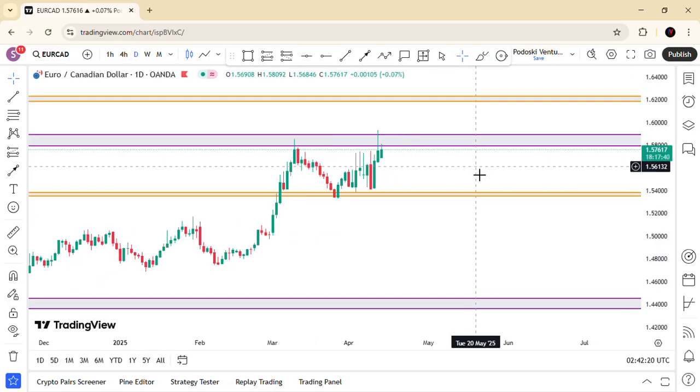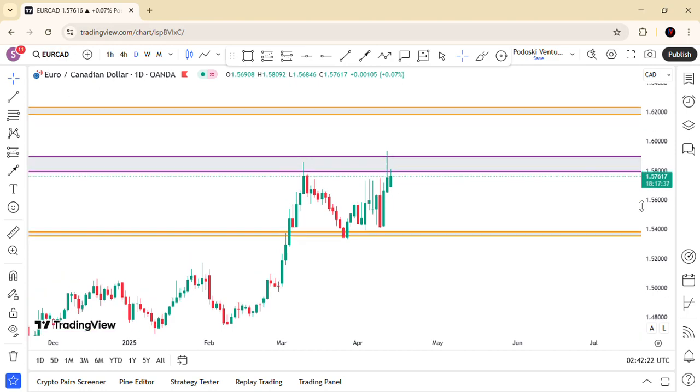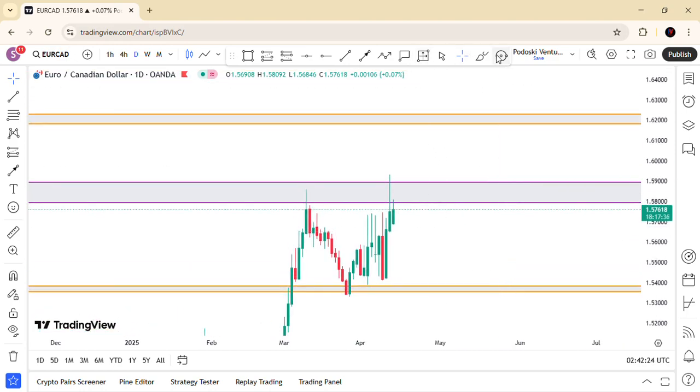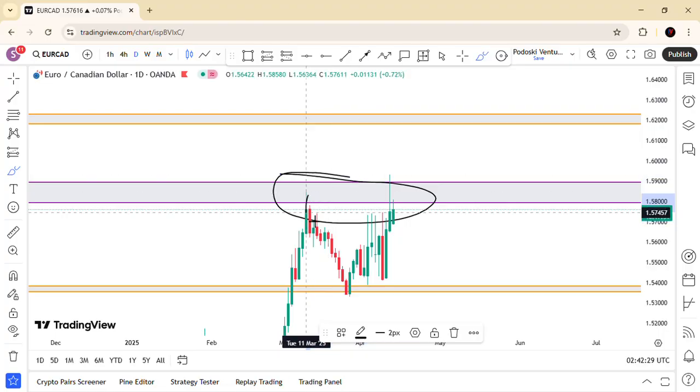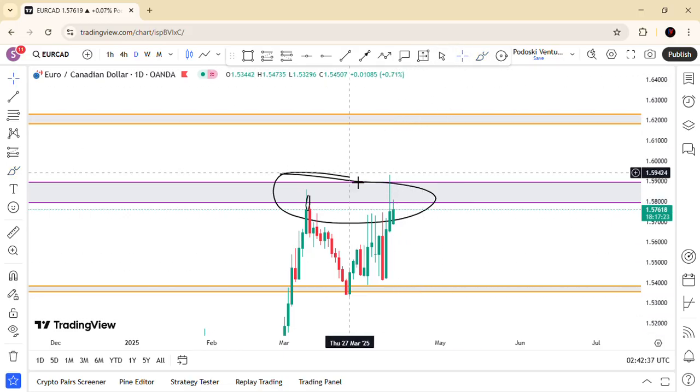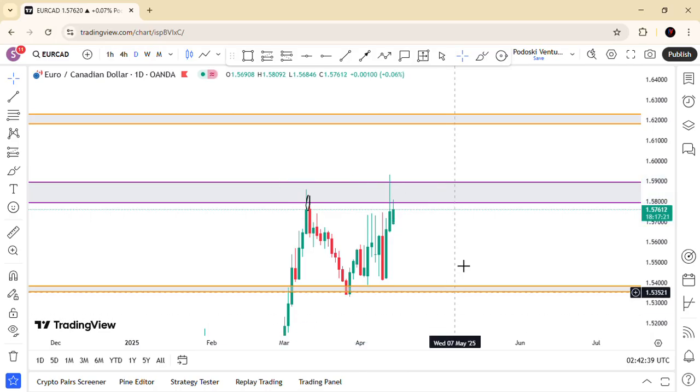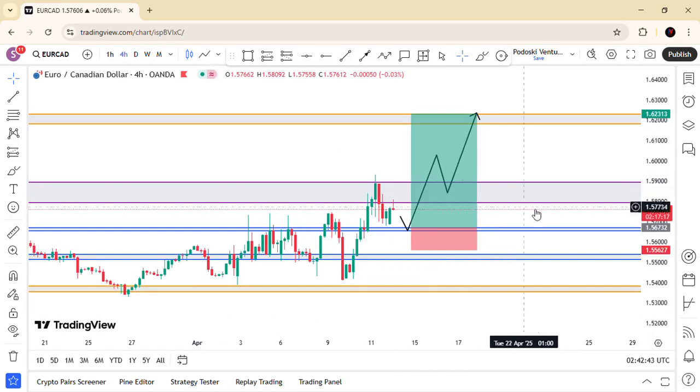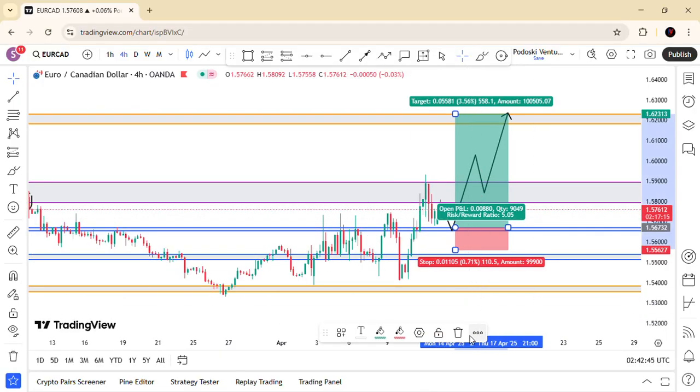Here on the daily time frame, you are seeing a double top at this zone: first touch, second touch. So will price drop or break out of that zone? We don't know yet, but let's go to the 4 hour time frame and see what we can get there and decide whether we'll be buying EuroCard or not.